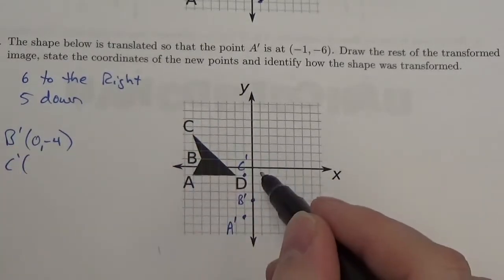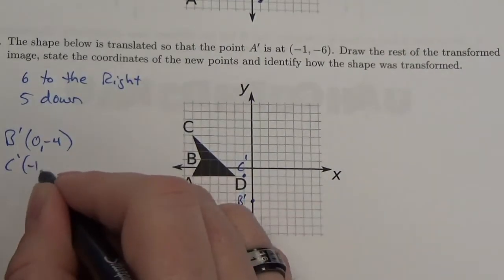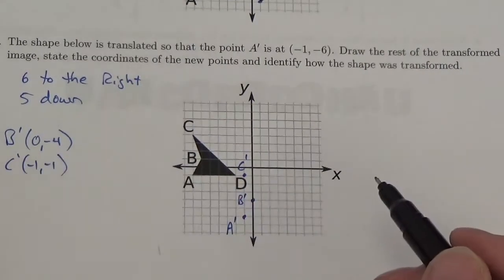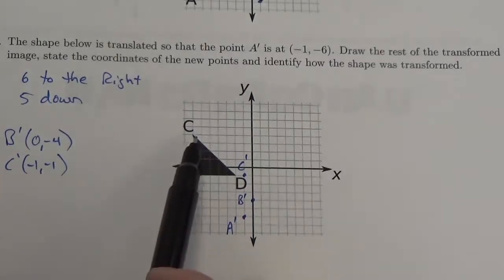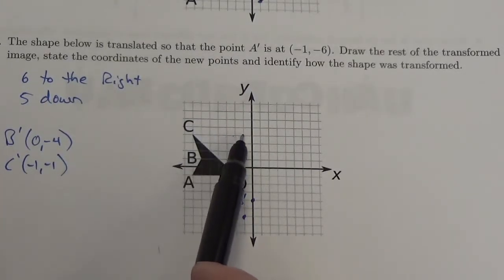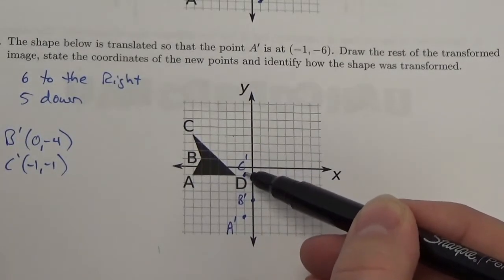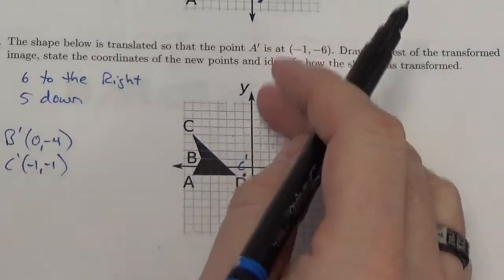Now let's just take a look at what the coordinates are. Well, that's easy to figure out. That's 1 to the left, 1 down. So negative 1, negative 1. Does that still work? So starting at C, is that 1, 2, 3, 4, 5, 6? Yeah. 1, 2, 3, 4, 5. Yep, it's still 6 over to the right and 5 down.